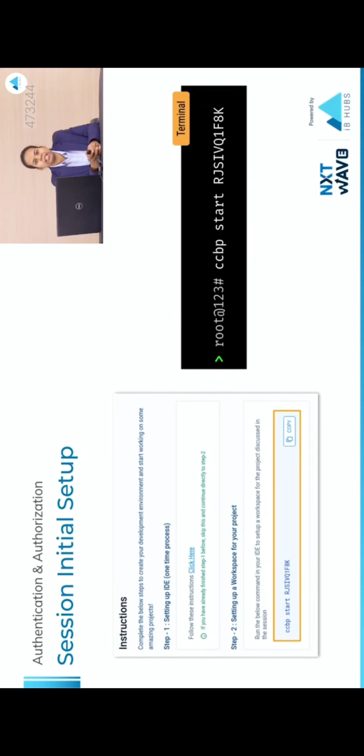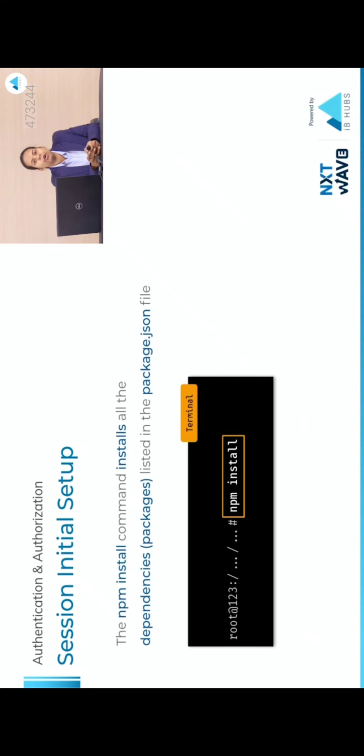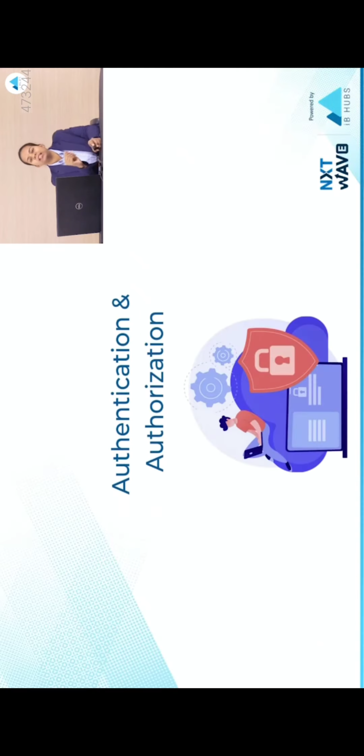So to set the code playground for today's session, you need to run this command. Then the code playground will be set for today's session. And then run npm install, then all the dependencies will get installed. Okay, so now let's understand authentication and authorization.